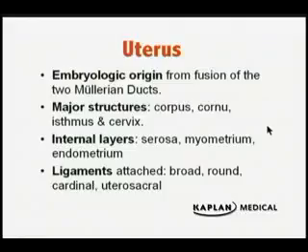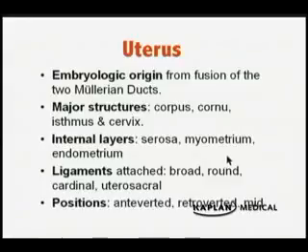The attachments of the uterus are to the broad ligament, to the round ligament, to the cardinal ligament, uterosacral ligament, and when we have failure of support, then we have uterine prolapse. We'll talk about that later on. The positions of the uterus can be anteverted, which is the most common, retroverted, which still can be normal, but if it is fixed and retroverted, you need to think of adhesions from either endometriosis or chronic PID.